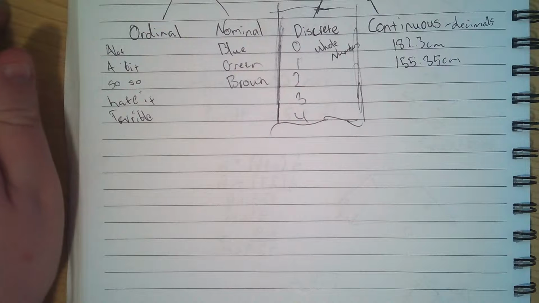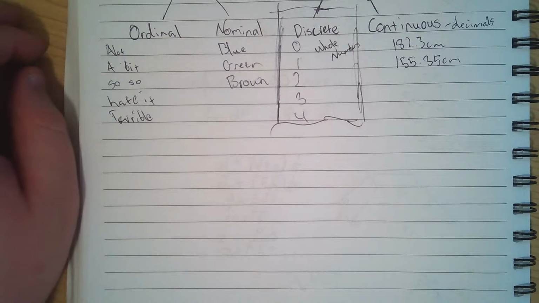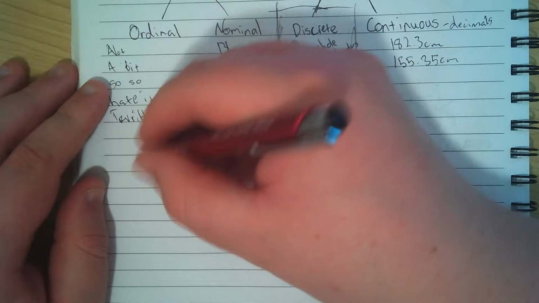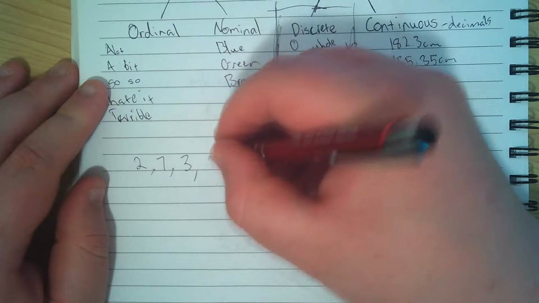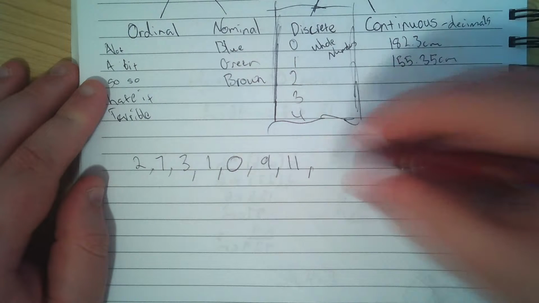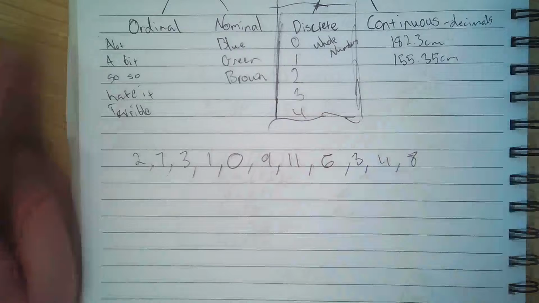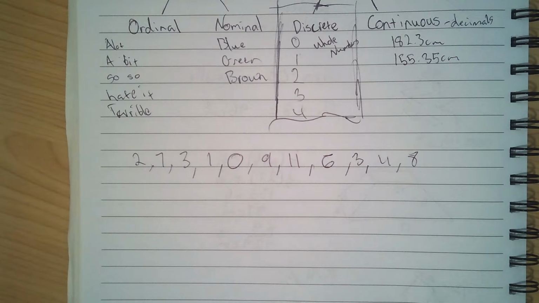We have collected some data from our class, and I asked you how many TV shows have you binge watched in the last month, right? So how many TV shows have you binge watched? And the results are something like this. We got, say, 2, 7, 3, 1, 0, 9, 11, 6, 3, 4, 8. Right? So let's say that's my data. So this is how many shows you have binge watched in the last year or so, right?